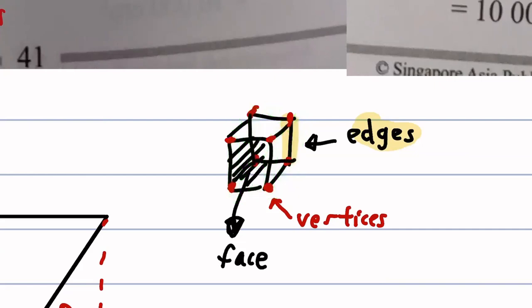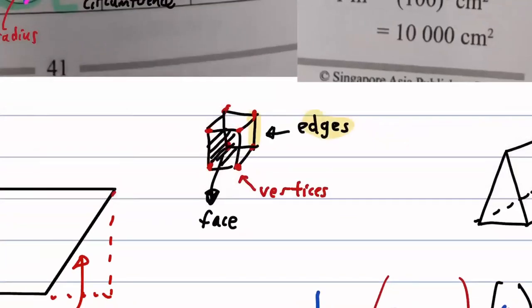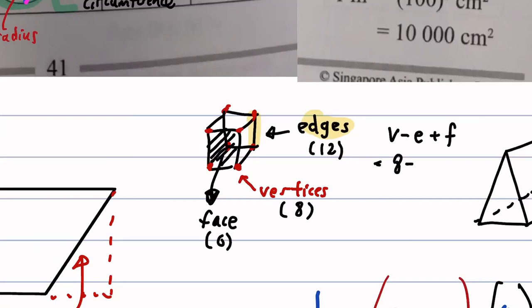8? Nope. 1, 2, 3, 4, 5, 6, 7, 8, 9, 10, 11, 12. 12. Okay, so in this case, let's just write down numbers. Oh, this one has an interesting pattern. Can you see the relationship? Faces is 6. V minus E plus F: 8 minus 12 plus 6. Did I count wrongly? Maybe the formula is wrong.